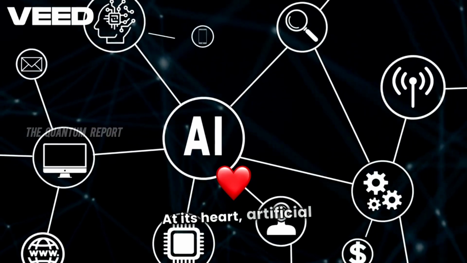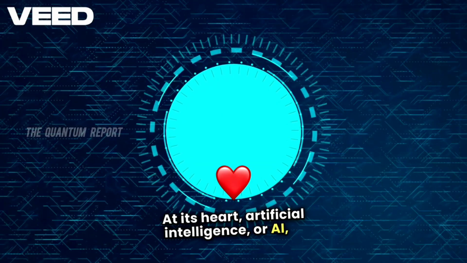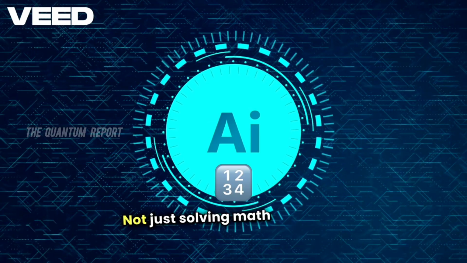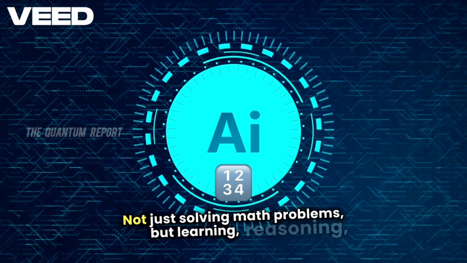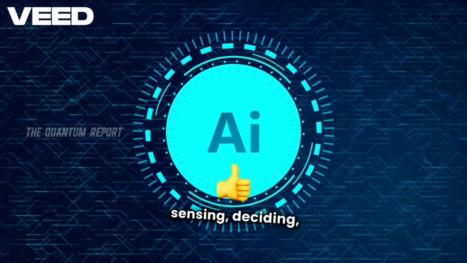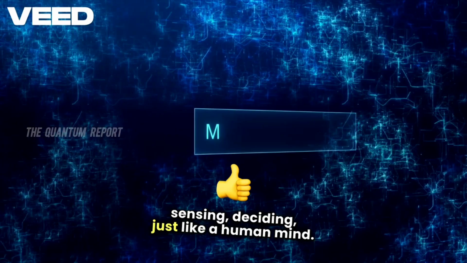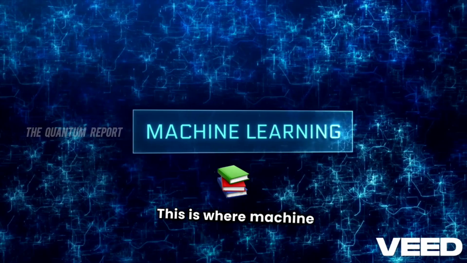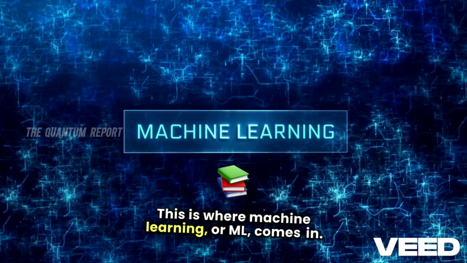At its heart, artificial intelligence, or AI, is the ability of machines to mimic human intelligence, not just solving math problems, but learning, reasoning, sensing, deciding, just like a human mind. Now, how does a computer learn to think? This is where machine learning, or ML, comes in.